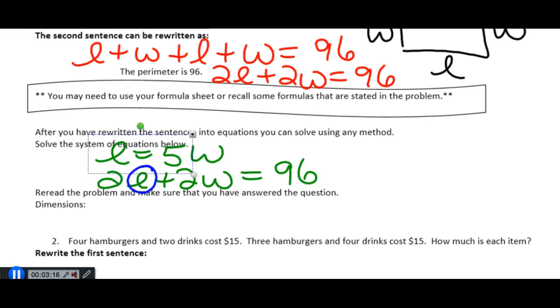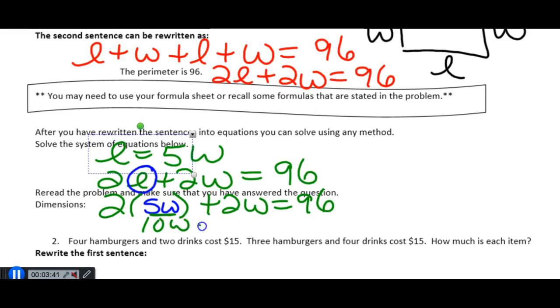So 2 times 5W plus 2W equals 96. And you can see I just did substitution there. Replaced L with the 5W. Now I can solve this. That's going to be 10W plus 2W equals 96. I'm running out of space, so I'm going to come over this way. Combine my terms. I end up with 12W equals 96.